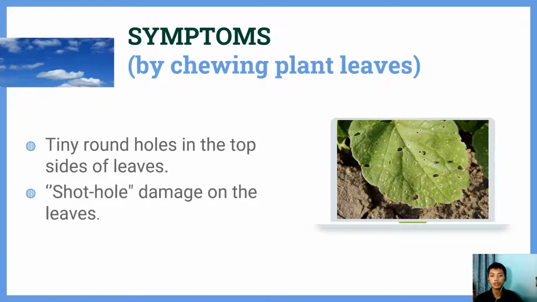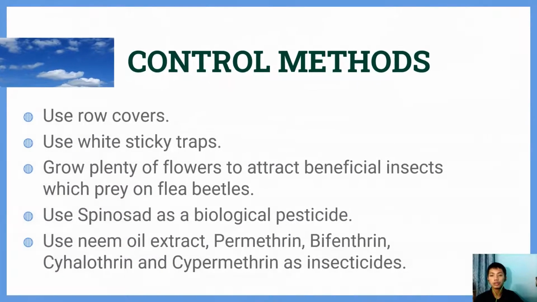Its control methods are: use row covers, use white sticky traps, grow plenty of flowers to attract beneficial insects which will prey on the flea beetles, use spinosad as a biological pesticide, use neem oil extract, and use permethrin, bifenthrin, cyhalothrin, and cypermethrin as insecticide.